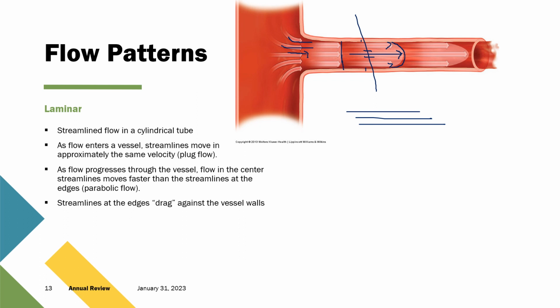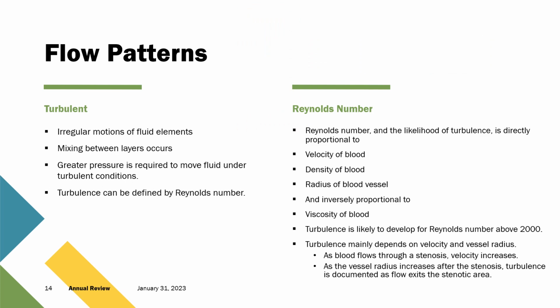All right, now, if I don't have laminar flow, if they're not running parallel to each other, we call it turbulent flow. Turbulent flow means that if this is my vessel and I have cells from different lines of motion crashing into each other, maybe swirling backwards and frontwards, anything like that would be turbulent flow. So that's irregular motions of fluid elements, mixing between layers occurs. Greater pressure is required to move fluid under turbulent conditions to get it moving again.